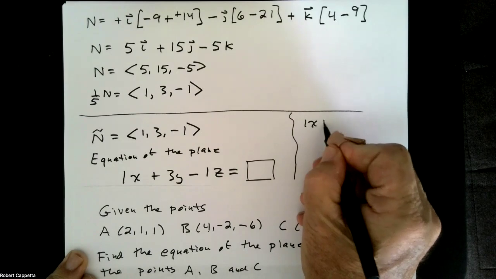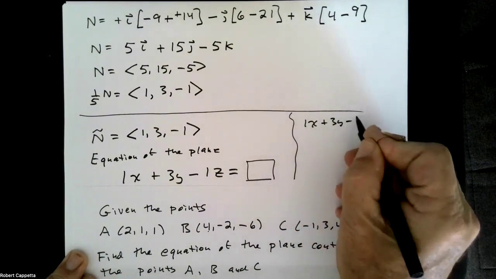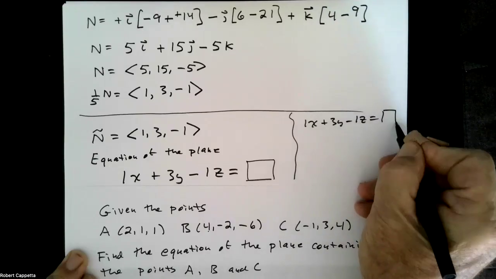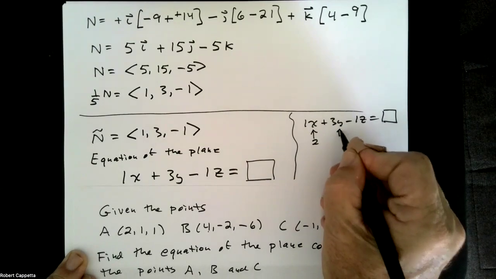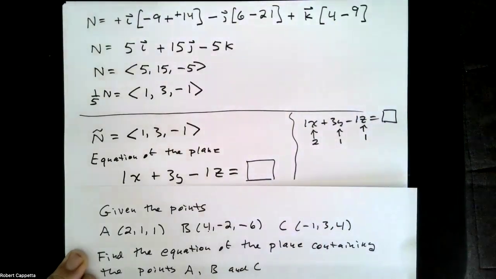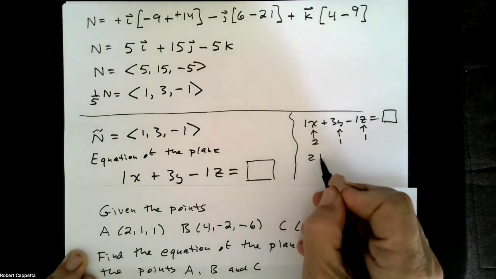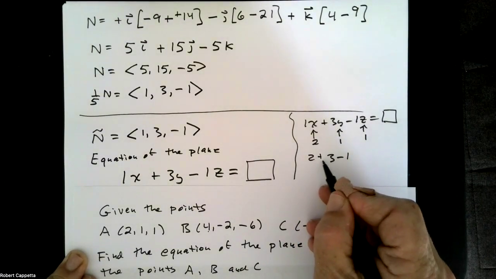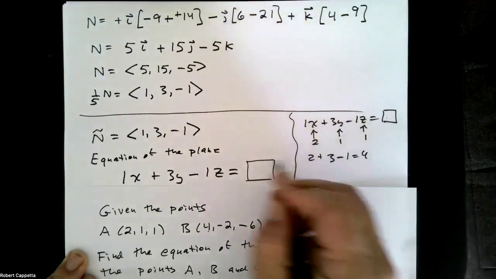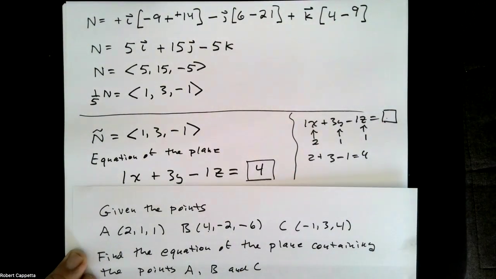So you'll notice what we have. We have 1x plus 3y minus 1z equals something. I'm going to plug a 2 in for x, a 1 in for y, and a 1 in for z. What will that give me? 1 times 2 is 2, plus 3 times 1 is 3, minus 1. 3 plus 2 is 5, 5 minus 1 is 4. So the number that goes on the right-hand side is 4. That will be the equation of our plane.